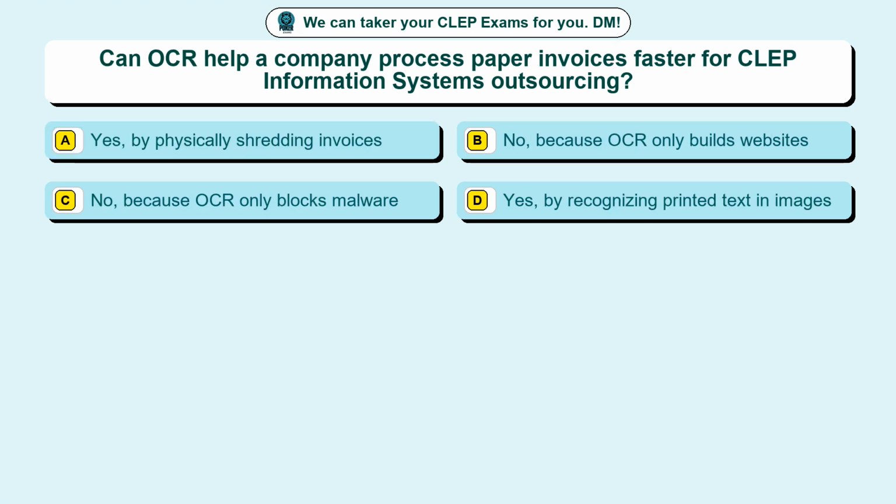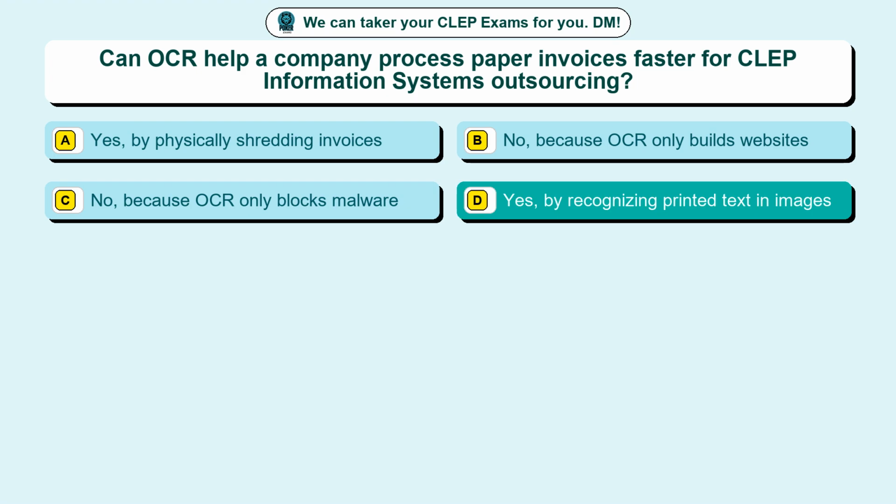Question 6. Can OCR help a company process paper invoices faster for CLEP Information Systems outsourcing? Option A. Yes, by physically shredding invoices. Option B. No, because OCR only builds websites. Option C. No, because OCR only blocks malware. Option D. Yes, by recognizing printed text and images. The correct answer is option D.